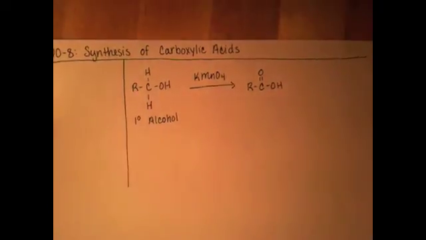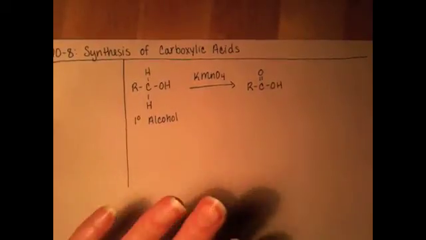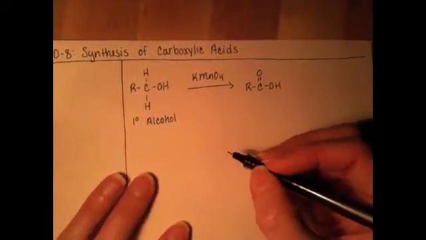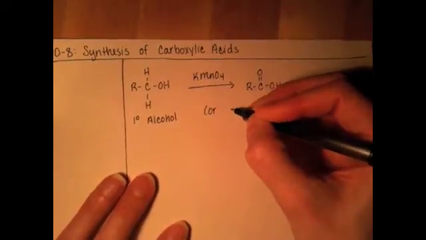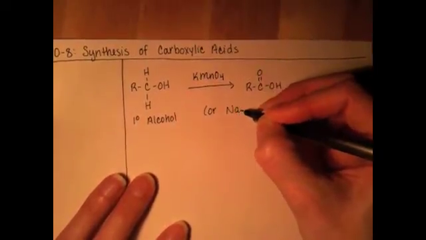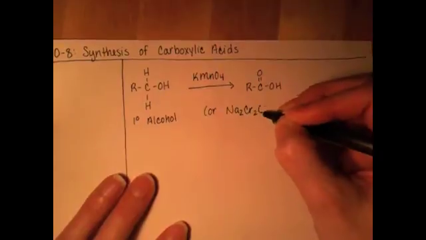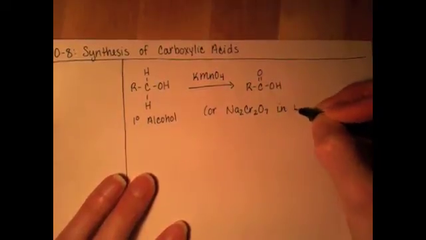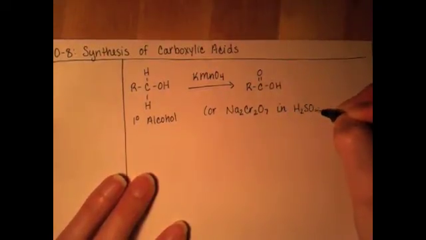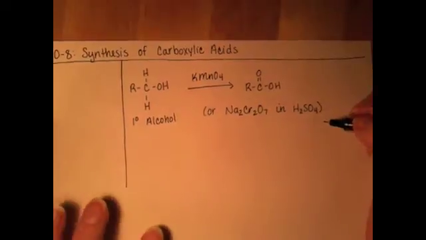So potassium permanganate will oxidize primary alcohol to a carboxylic acid. If it's a secondary alcohol, it's going to go to a ketone, so this isn't going to work. You could also use sodium dichromate in sulfuric acid. But since it's a carcinogen, it's not going to be the preferred reagent.